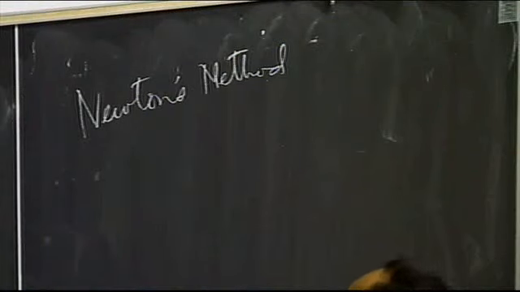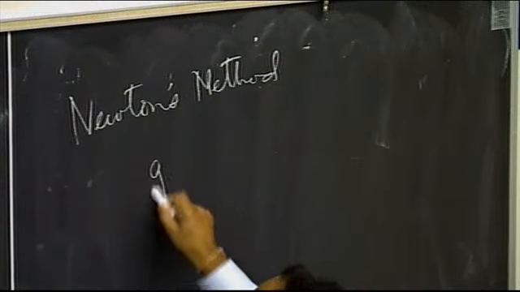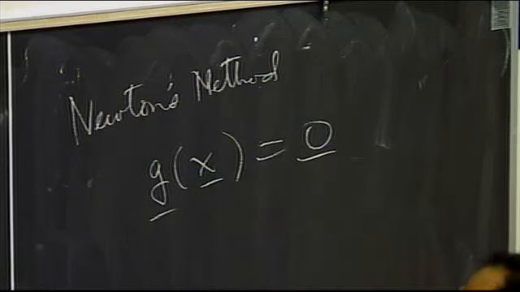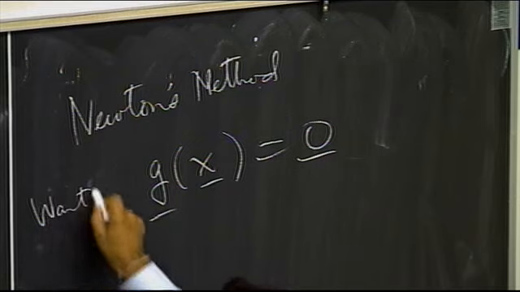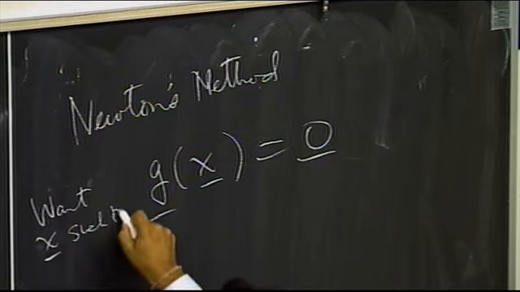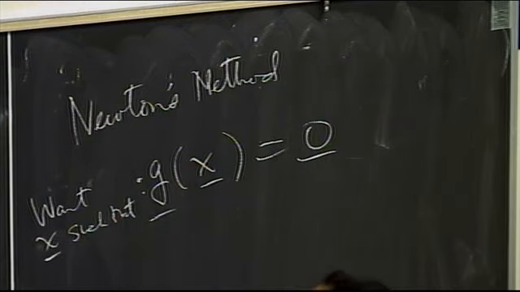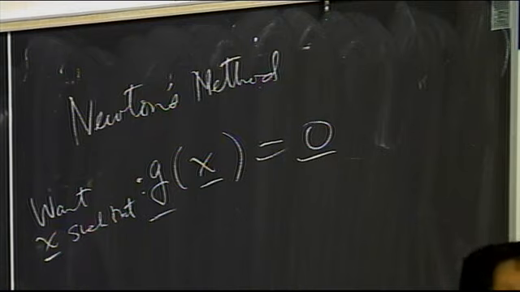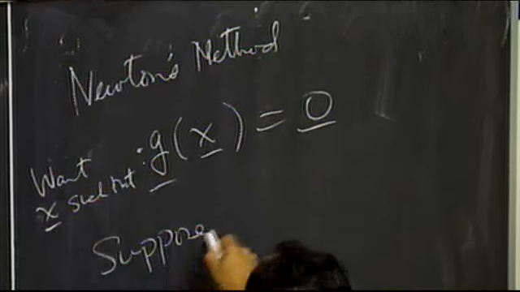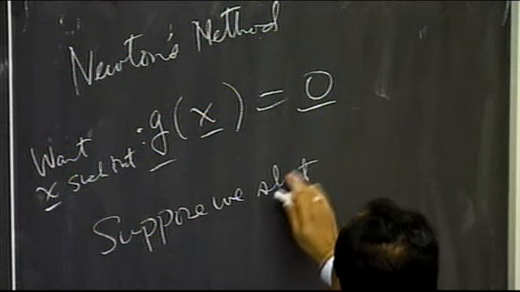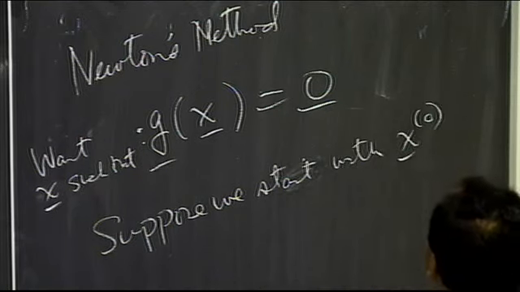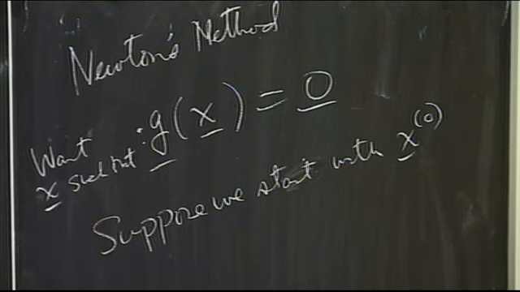So in Newton's method, we want to do this. We have a function g of x, and we want to find its roots. So we want x such that g of x is equal to 0. Well, if I just plug in some random value of x, it's not going to equal 0, right? So we do this by iteration. Suppose we start with an initial guess of x. We call it x0. It's the first iterate, right?